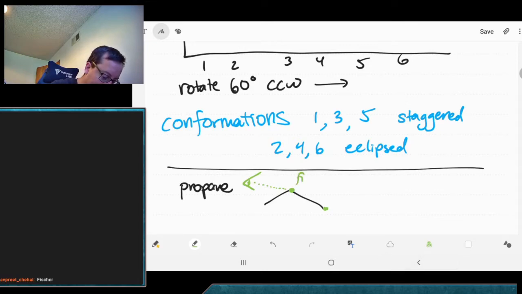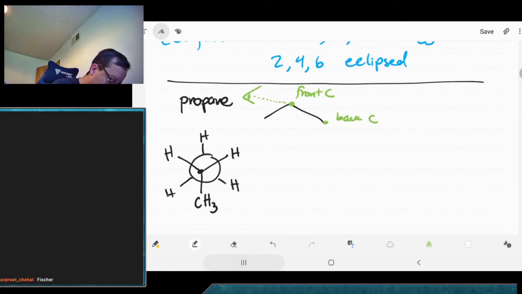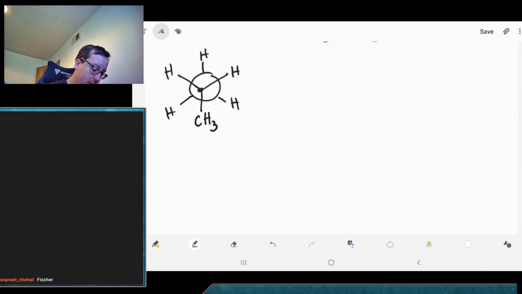So this will be our front carbon. This will be our back carbon. If we look at our front carbon, we have got a CH3 pointing down right now. And we have 2 hydrogens. And our back carbon, we've got 3 hydrogens, because it's just a methyl group in the back. We'll see propane is really not so much different than the others.